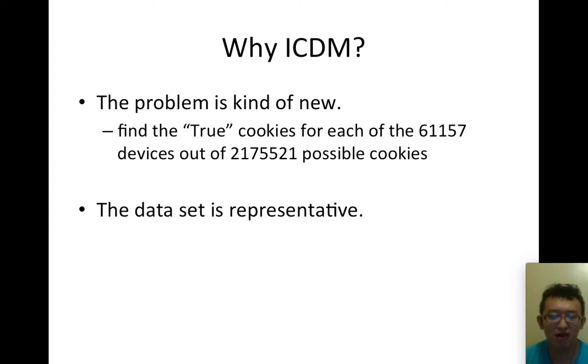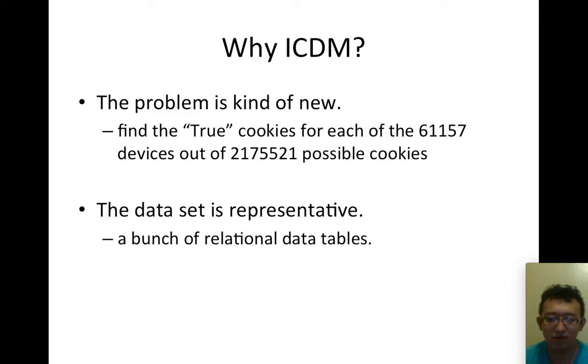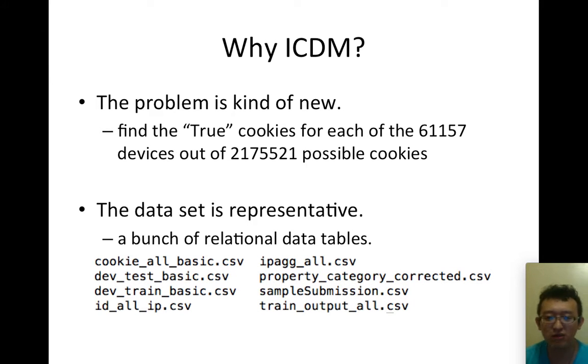Okay, so the data set is also representative. Here we are given a bunch of relational data tables. In several recent Kaggle competitions, this data set format is very popular. In this case, we are given 7 CSV files, generated by ourselves. These CSV files give different information about cookies, about devices, about the IP address, etc.